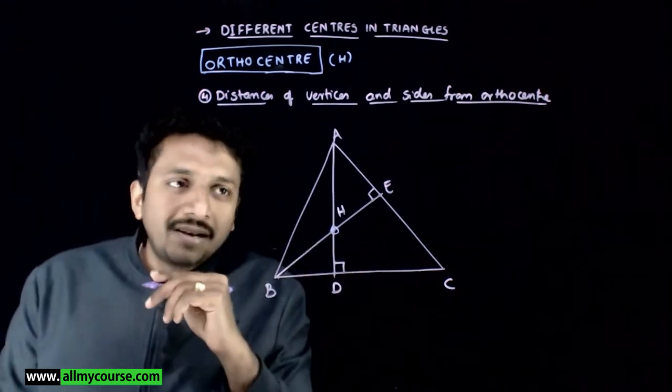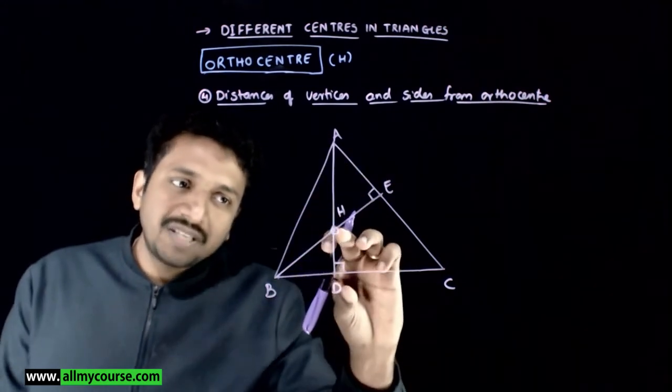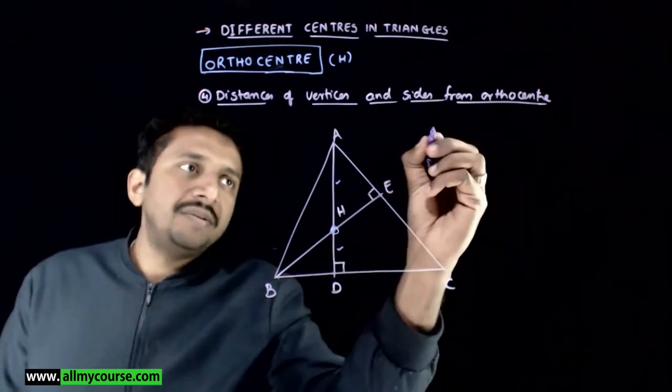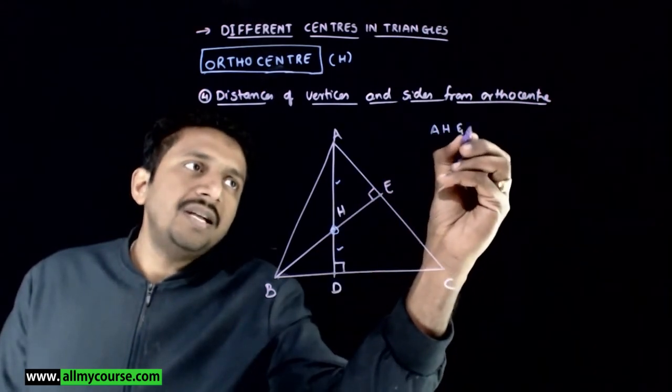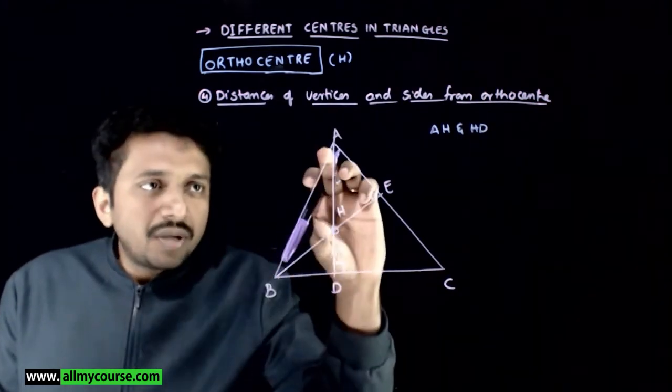So what I am trying to calculate is the distance of H from the vertex A and the distance of H from the side BC. So I am trying to calculate AH and HD. So how do I do this? So first, to calculate AH.